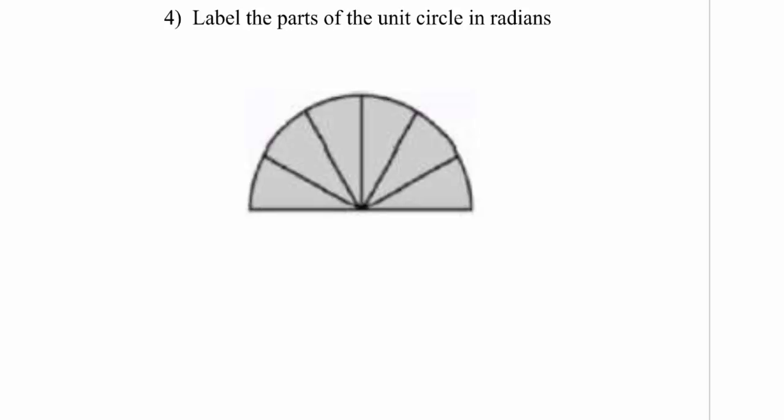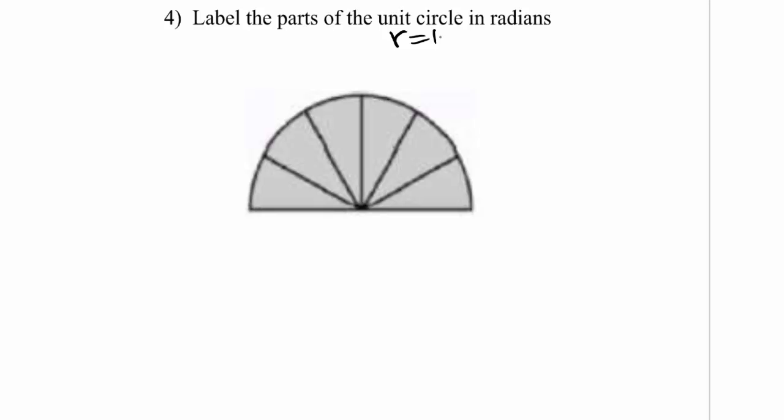We have part of a unit circle, we have a semicircle, and we are going to label these parts in radians. Now, the fact that it's a unit circle means that the radius is equal to 1, and that is important if we're going to work with radians.